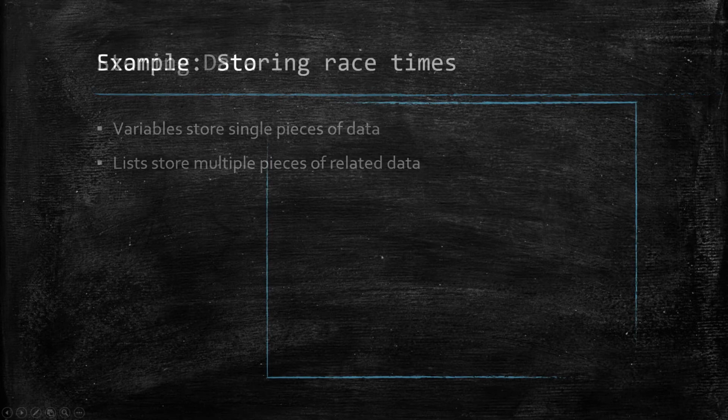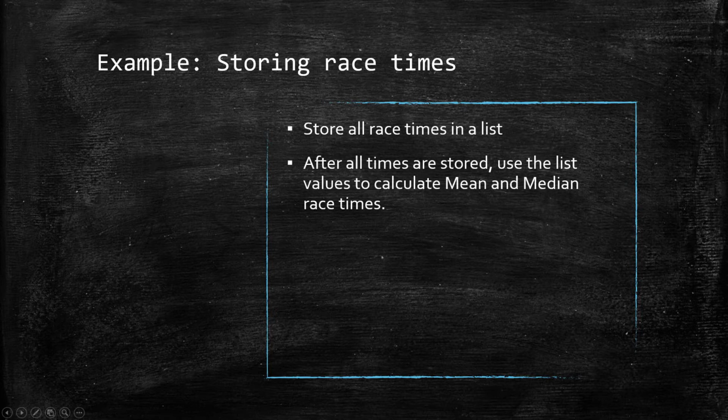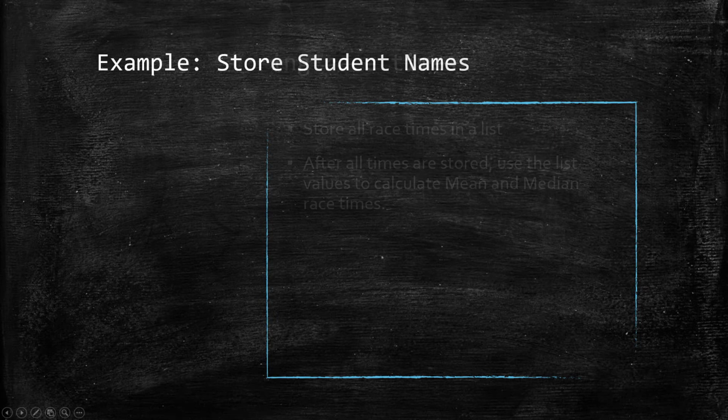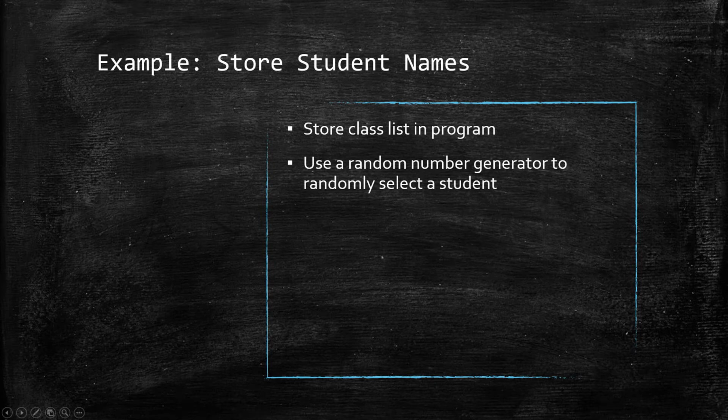For example, if you're collecting all the finishing times for all the people running a race so that you could calculate the mean or median times after the race, you'd store all the times in a list and then use that list to do the mean and median calculations after all the times have been collected. You might also use a list to store the names of all the students in a class and then use a random number generator to randomly select a student from the class list.